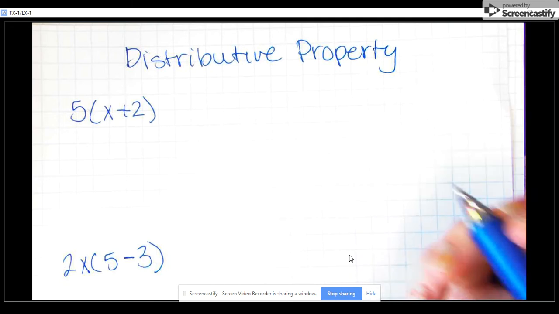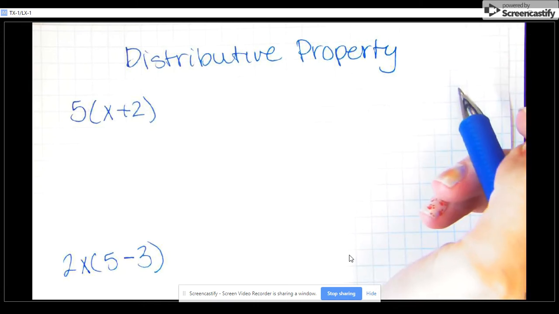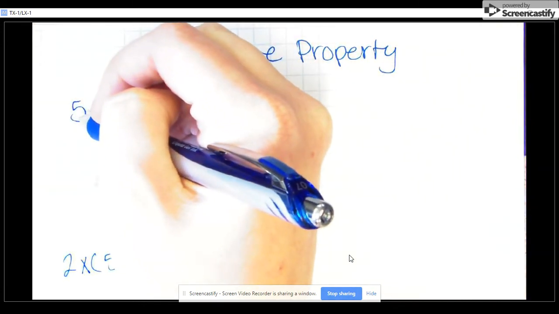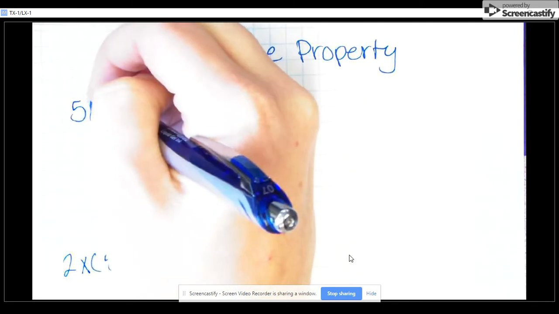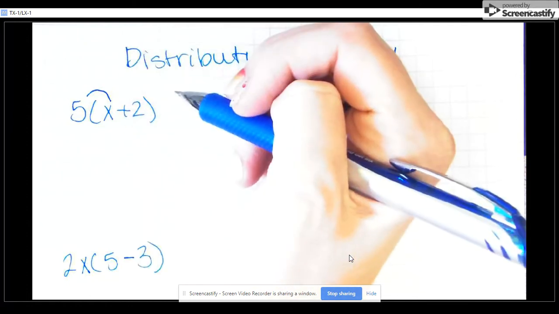Hi everyone. Today we're going to be talking about distributive property. Distributive property is taking whatever is in front of the parentheses, whether it's a number or a variable, and multiplying it by everything inside the parentheses.